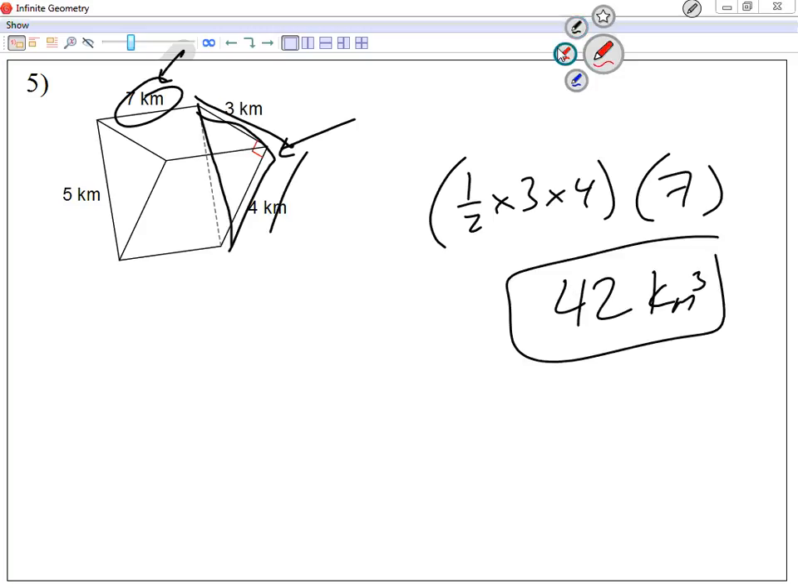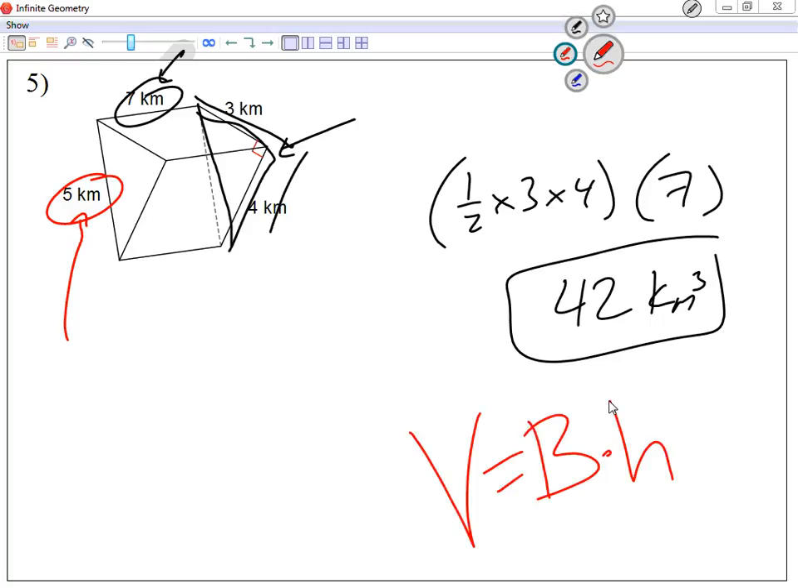The 5, this 5 out here, we did not use, right? For the area of a triangle, you're only looking at two numbers across the 90 degrees. That would be useful if we were looking for surface area. But for volume, we don't need that 5. Alright, so just as a big reminder, volume is the area of the base times the height.